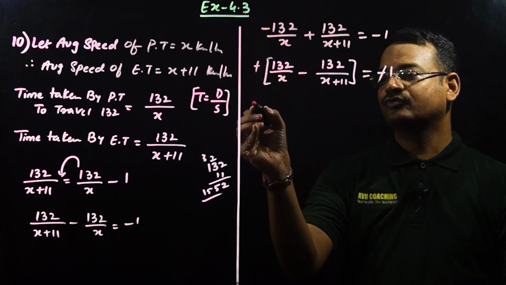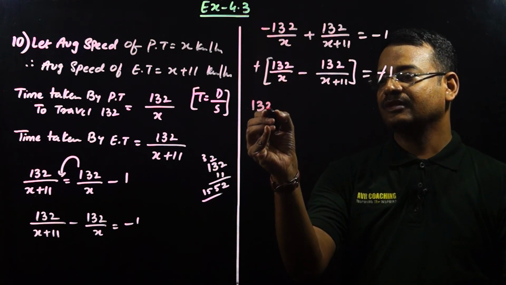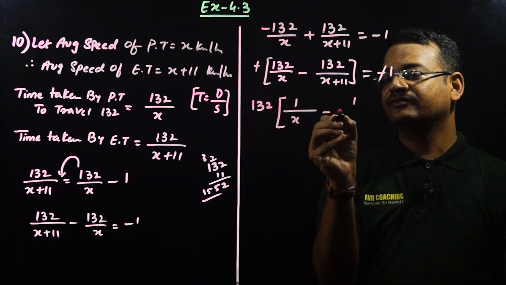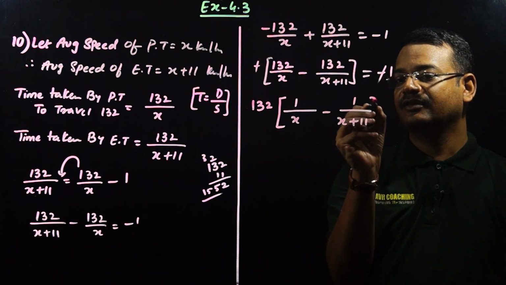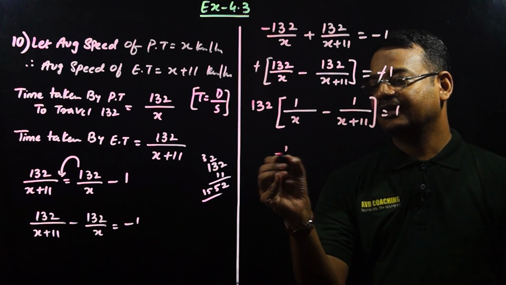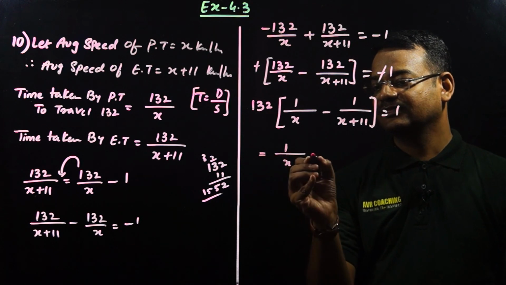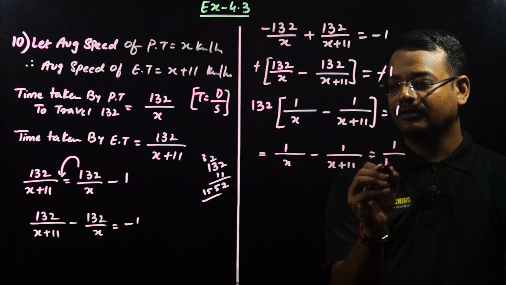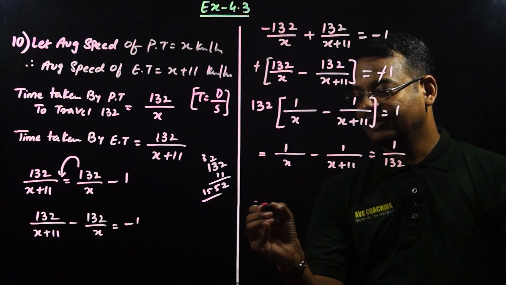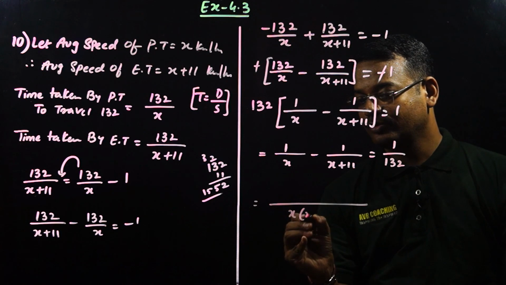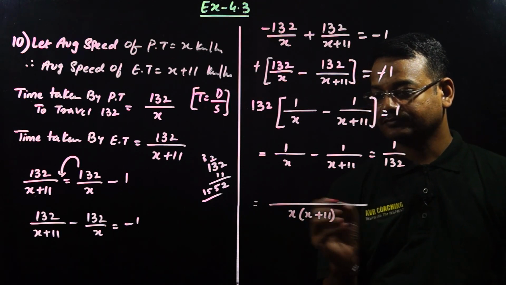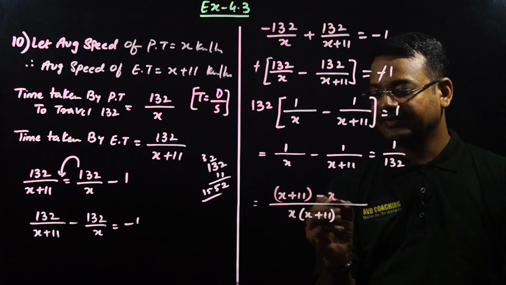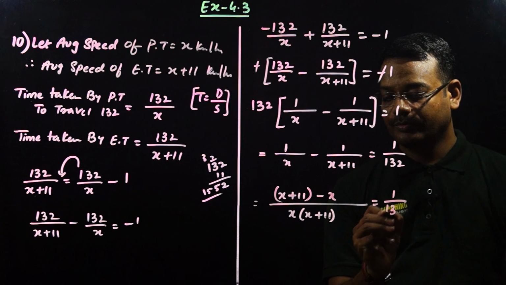Now here 132 is common, so we will take 132 common, so we will have 1 by x minus 1 by x plus 11 is equal to 1. So this can be written as 1 by x minus 1 by x plus 11 is equal to 1 by 132. So the LCM is x into x plus 11, and here x plus 11 minus x is equal to 132.